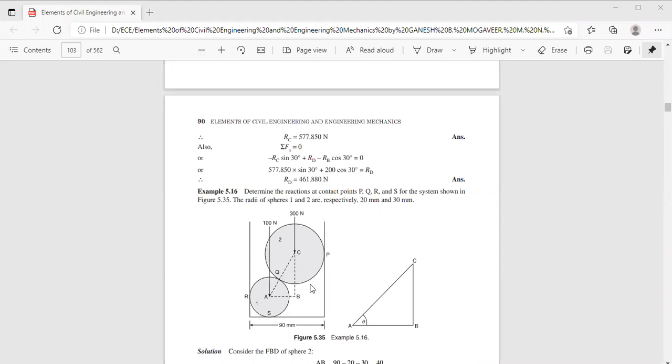So theta is cos inverse 40 by 50. So you'll get this value, theta. How much is it? Just work out. So this side AB is 40 millimeters and AC is 50 millimeters. I want this angle theta. Cos theta is AB divided by AC. How much is it?